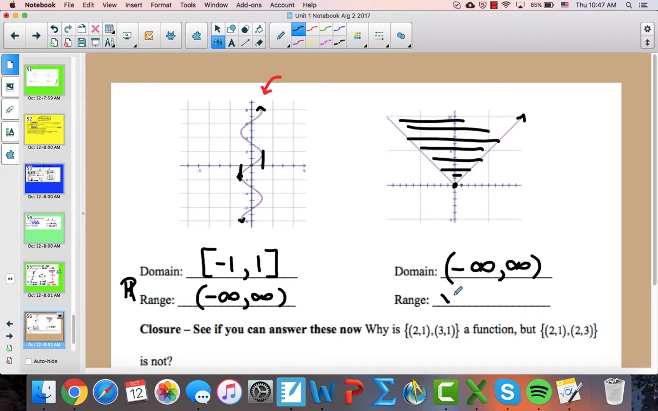So that would be y is greater than or equal to 0. That's inequality notation, or interval notation, hard bracket 0 to infinity.